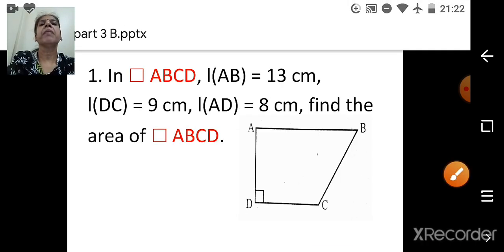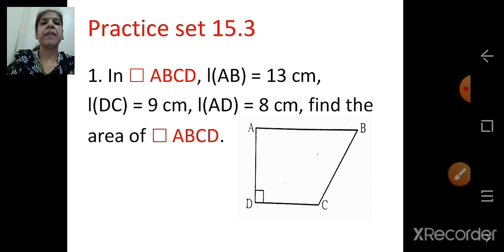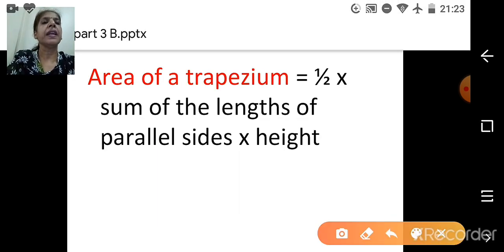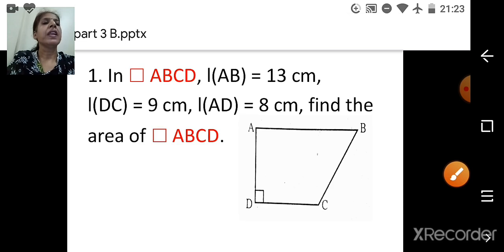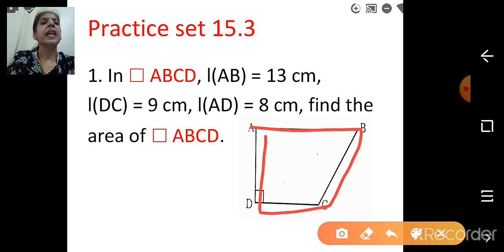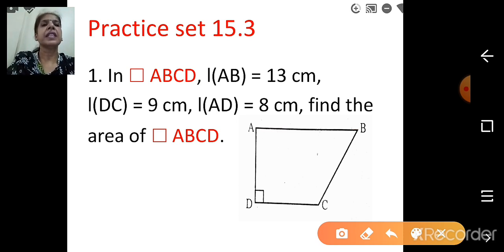Now we will be doing practice set 15.3. In quadrilateral ABCD, now what is given? AB is 13 centimeter, DC is 9 centimeter, and this is the height, which is 8 centimeter. Height is always perpendicular height, that is, it makes a 90 degree angle at the base. So parallel sides are given. AB is one parallel side, CD is the other parallel side, and AD is height.